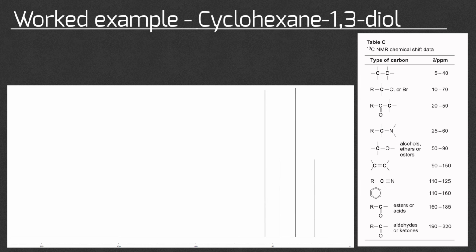Now we're going to look at cyclohexane 1,3-diol. So we would draw out the structure of the molecule. We would then assign and label the different environments. This would be environment D, as carbon D is the furthest away from the electronegative groups, in this case the OH, therefore it would be the furthest upfield, the furthest to the right, again fitting well within the range for a carbon-carbon bond.